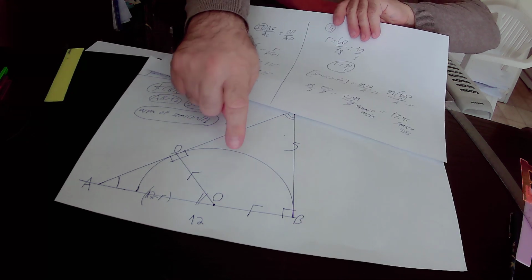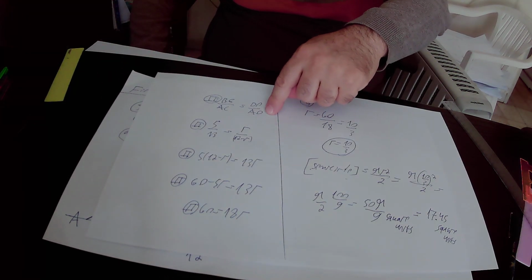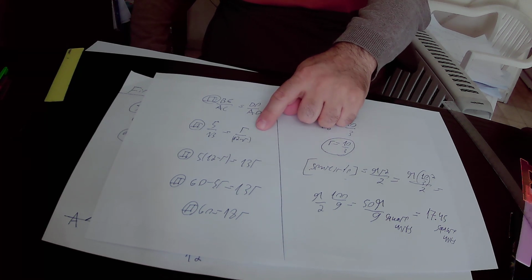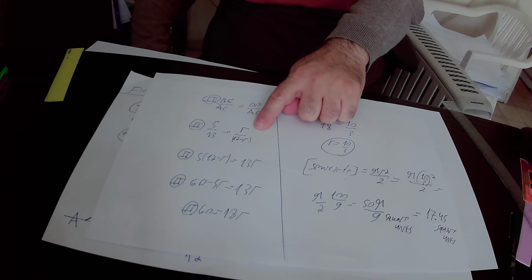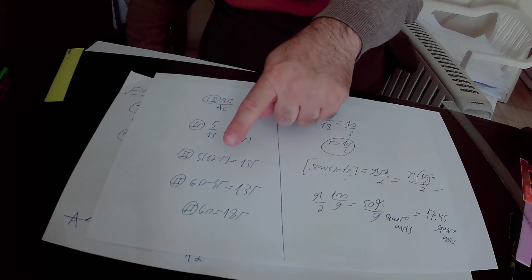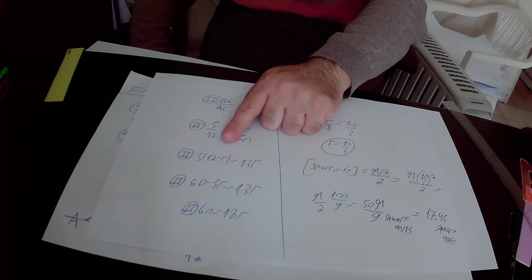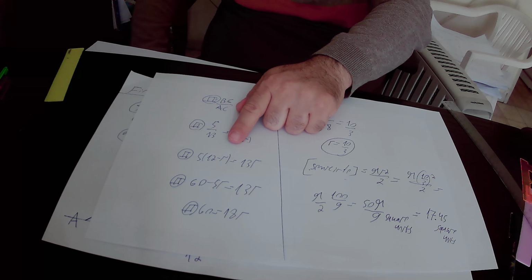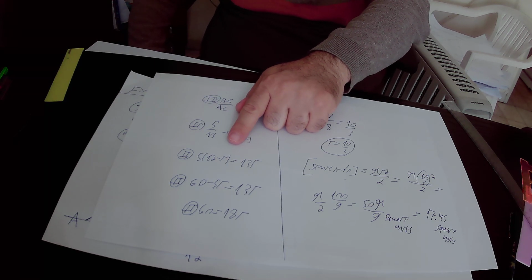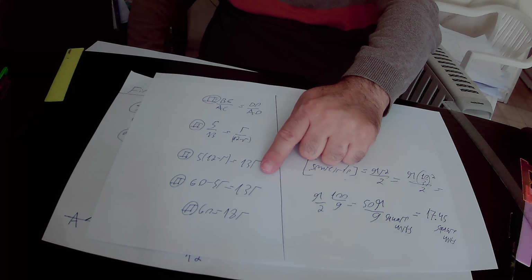DO equals R, and AO equals 12 minus R. We cross multiplied equation number 2, and found that 5 times 12 minus R equals 13R. We opened the brackets on this side of equation number 2: 5 times 12 is 60, 5 times minus R is minus 5R. So we found that 60 minus 5R equals 13R.